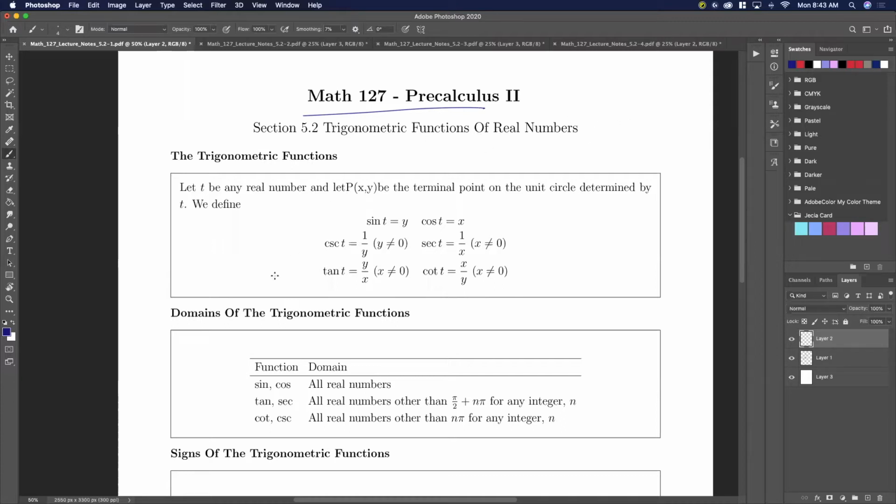All right, so let t be any real number and P(x, y) be the terminal point in a circle. We define the following. Sine of t is the y value, cosine of t is the x value. From there, we're going to build up the rest of them. Cosecant is 1 over y. Secant is 1 over x. Tangent is y over x, and then cotangent is x over y. We'll redo this all next time.